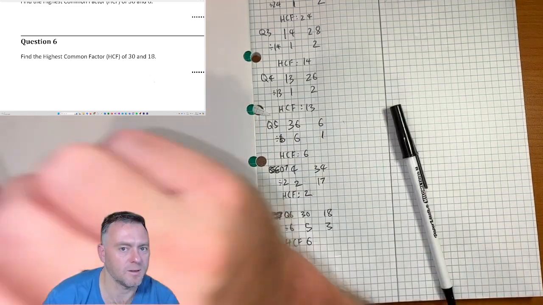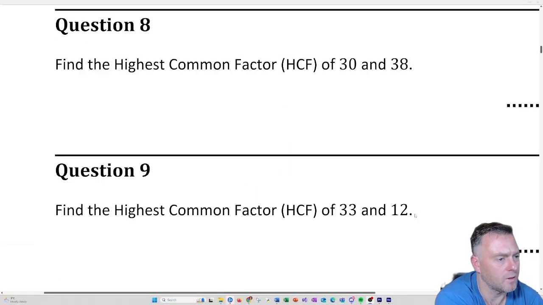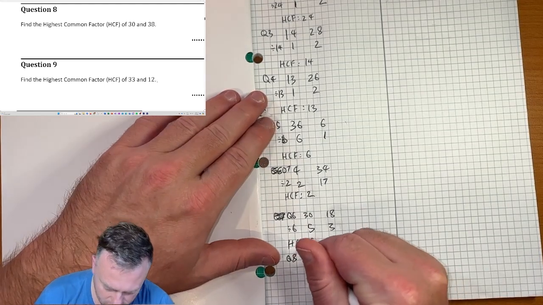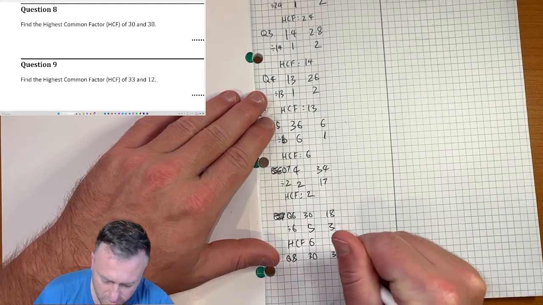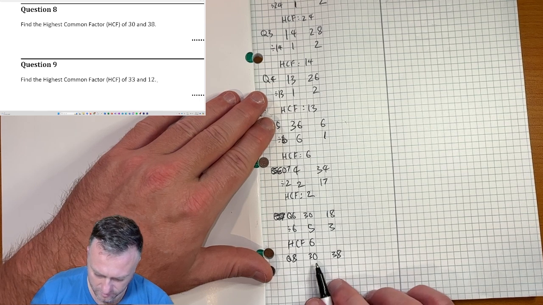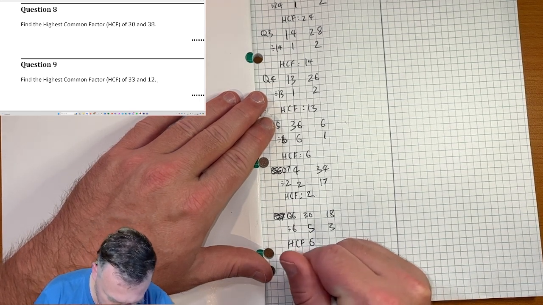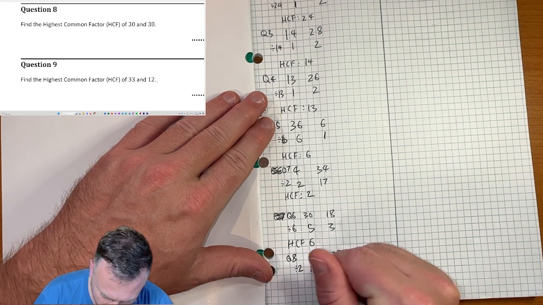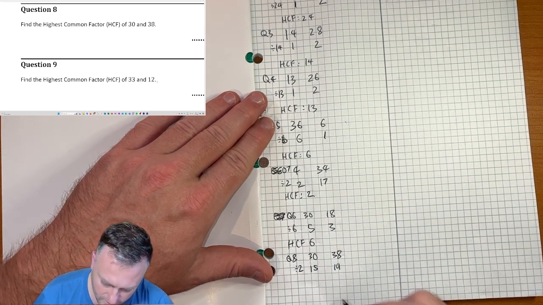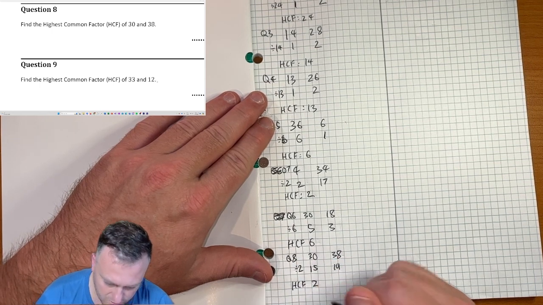Question 8 now. Question 8, if we go down here, highest common factor of 30 and 38. So I'm going to go 30, I'm going to go 38. You can divide them both by not 4, but definitely 2. So divide both by 2, and we get 15 and 19. Can't do much more, so then highest common factor is just 2.